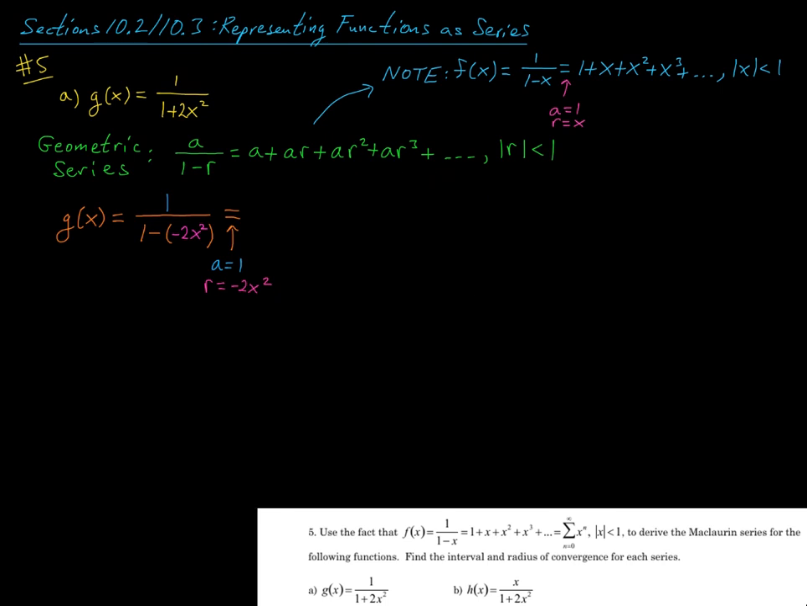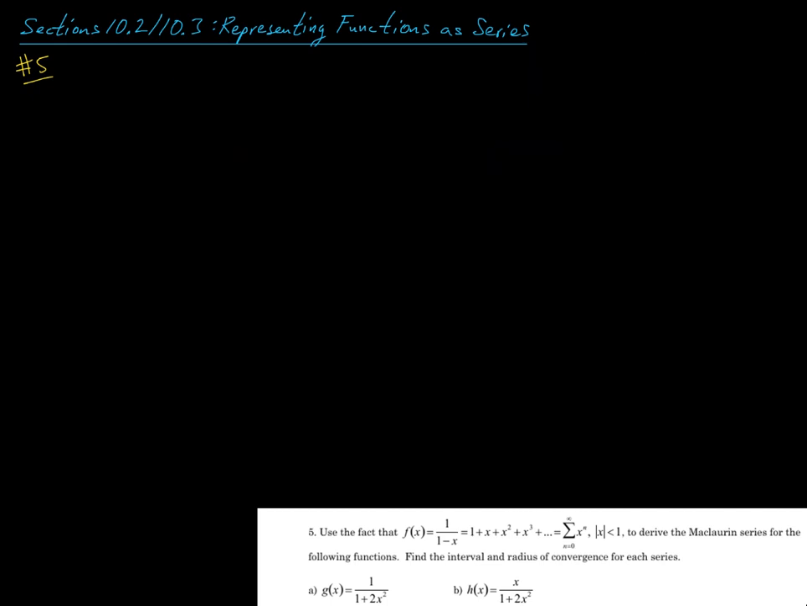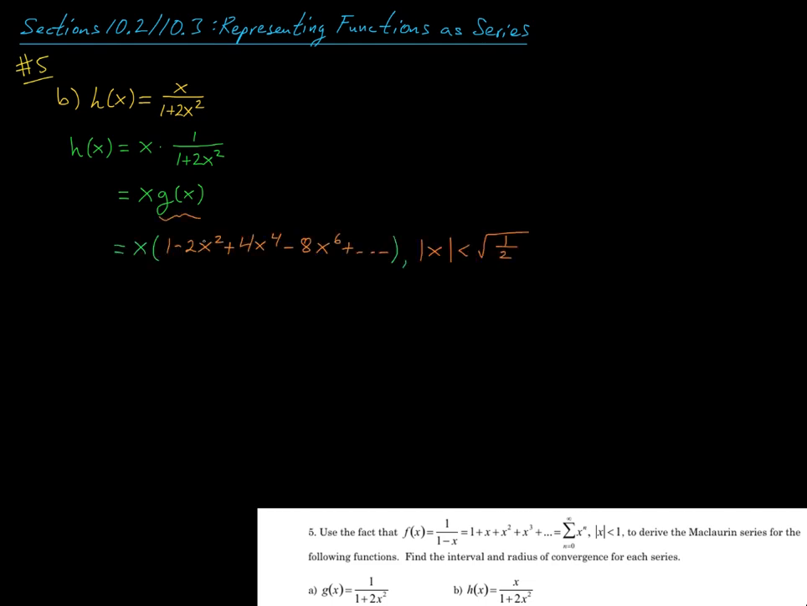So let's go ahead now and look at part B. Make a little space here for us. All right, here's part B. And so we have that h of x is x over 1 plus 2x squared. And note first that h of x is x times 1 over 1 plus 2x squared, and this is just g of x. So put another way, h of x is simply x times g of x. And now we can use our work from part A to expand g of x into its Maclaurin series.